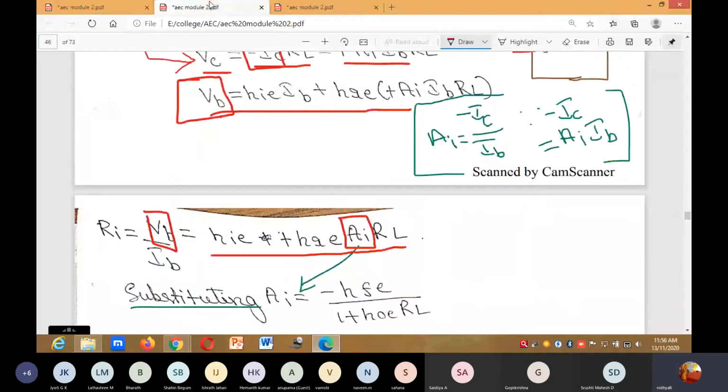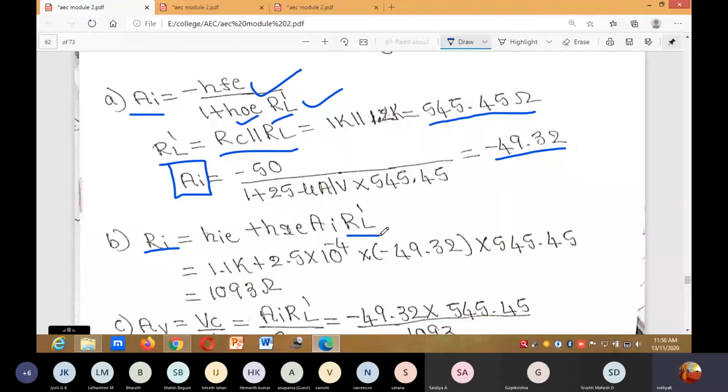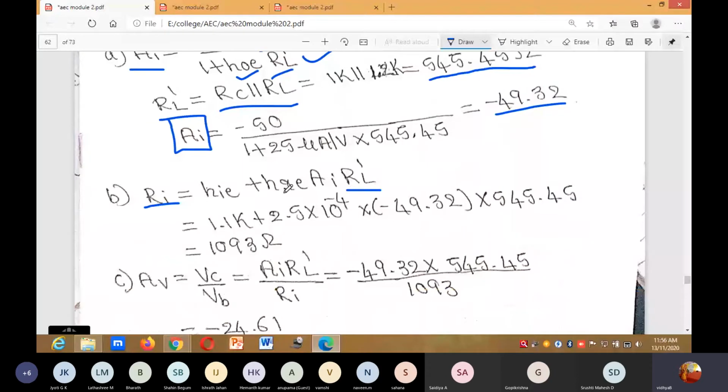Okay, we know the value of AI. If we don't know the value of AI, then we need to find it again. So instead of writing this formula, we can substitute here itself: HIE, HRE, AI, RL. Instead of RL, we write RL dash, because I have already said the reason. HIE plus HRE into AI RL dash. We know all the values, so substitute, you'll get 1093 ohm. That is the input resistance.